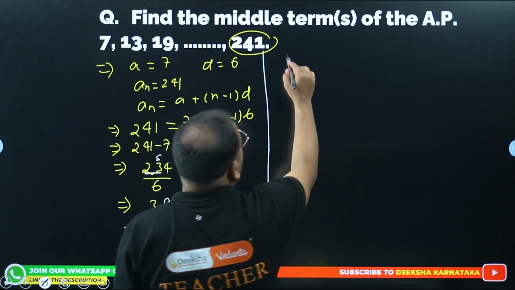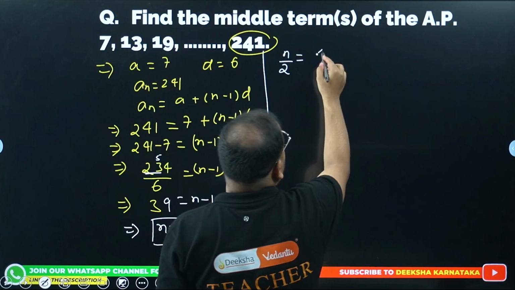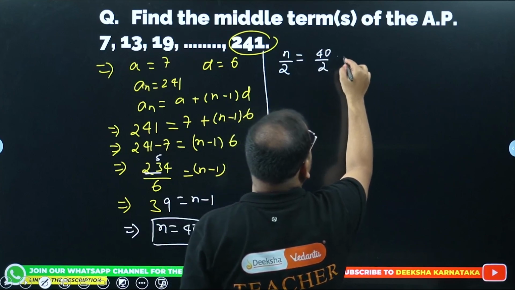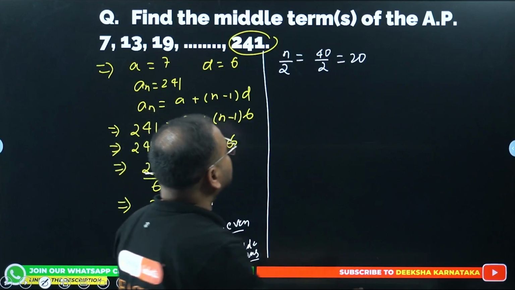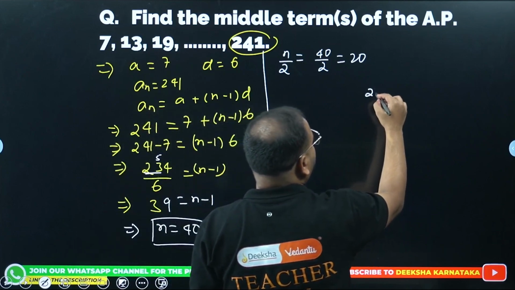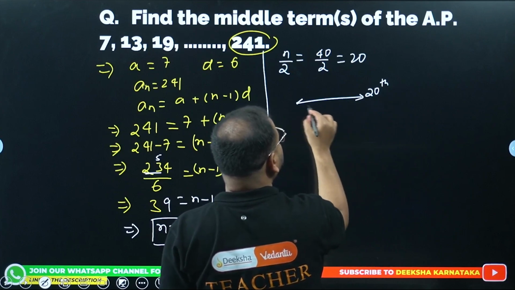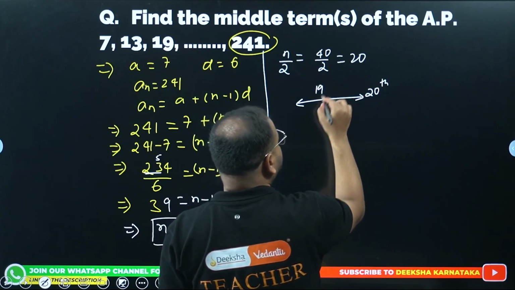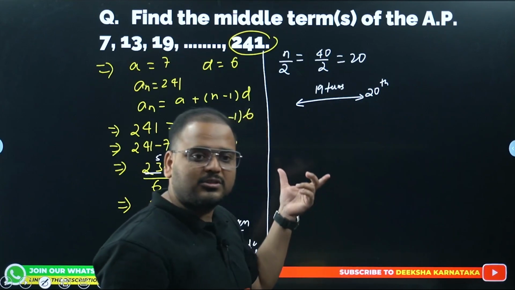The middle term is n by 2, so 40 by 2. How much is that? The 20th term will be a middle term. Check how. If I write the 20th term here, how many terms are on this side? The 19th term, so 19 terms are there, 1 to 19, all those terms will be there.